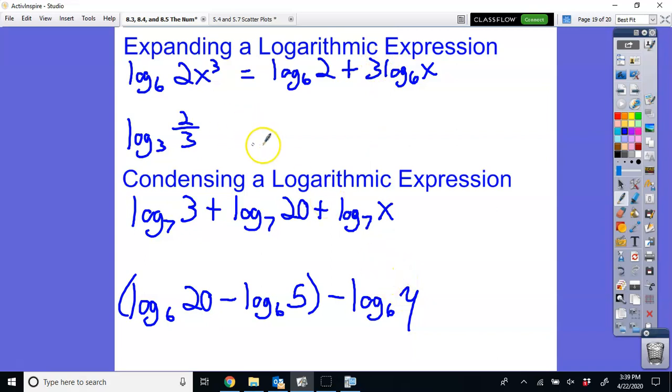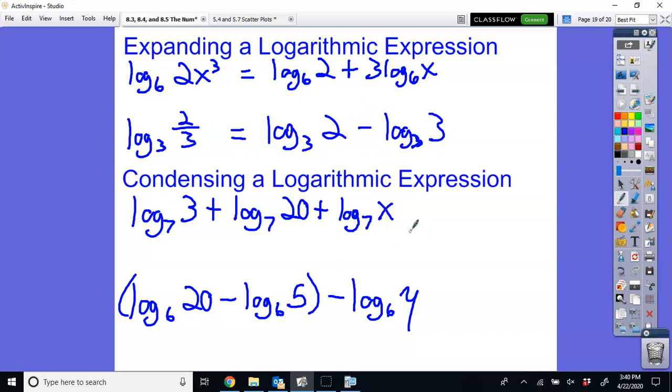I split up the multiplication, 2 times x cubed, with a plus between two logarithms. And I took the exponent down to the front of the logarithm. That is called expanding. The second one here, you have log base 3 of 2 over 3, or 2 divided by 3. So this will be the log base 3 of 2 minus the log base 3 of 3. And if you know that that is 1 right there and you put a 1, that's okay too. But I took it because it's division and I split it up with subtraction. So that is what we do when we expand logarithms.